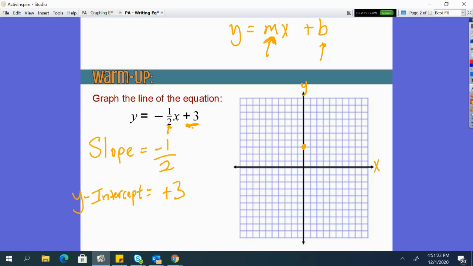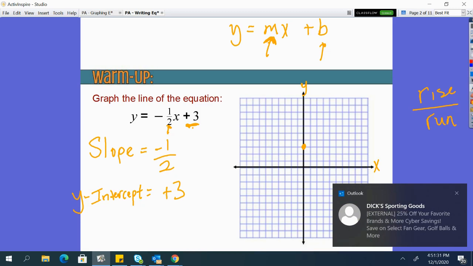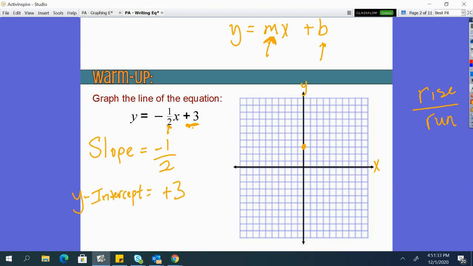And remember, slope is rise over run. However, because it's negative, I know that we're going down, we're not rising up. So I'm going down 1, then over 2. That is the line you should have or should have gotten.